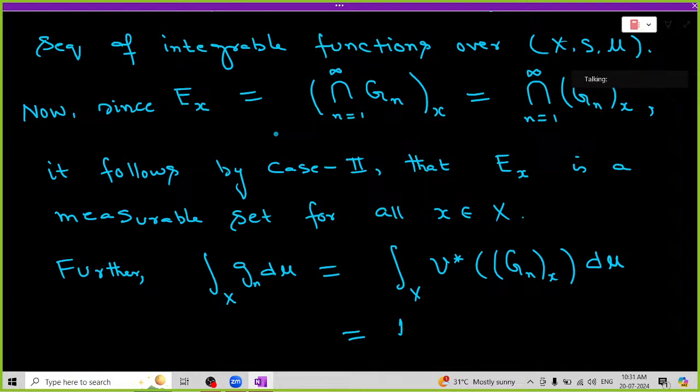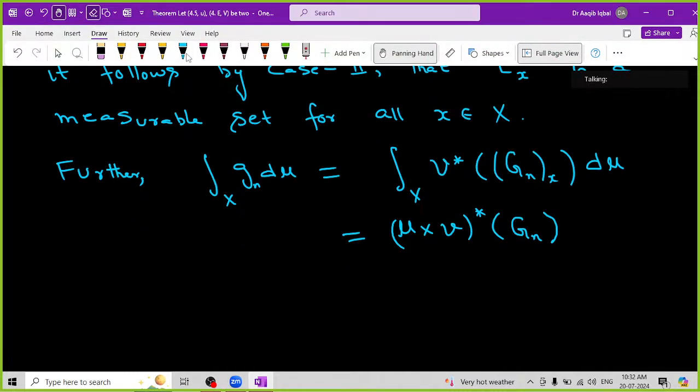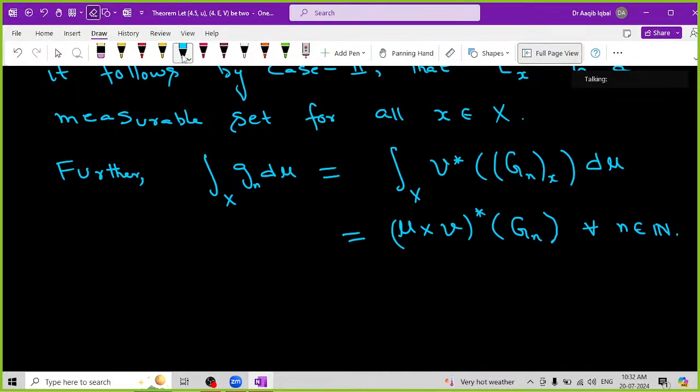And again by case second, this will be mu cross nu star of Gn, because Gn is a sigma set and the result is true for sigma sets, so it will be equal to this. Now what next? By the way, you observe this is true for all the n's in the set of natural numbers. We could take any n here.